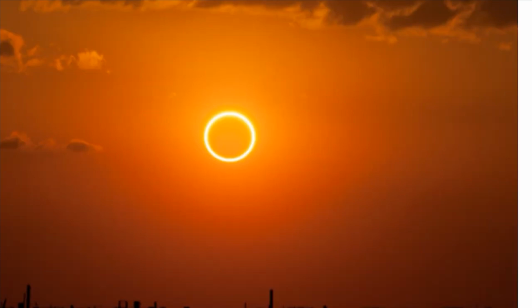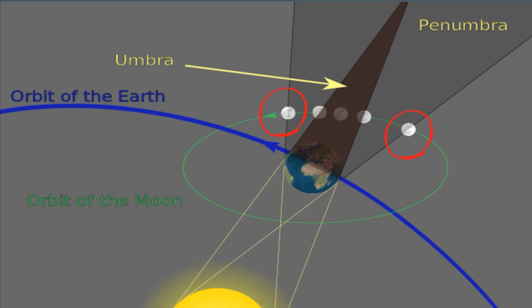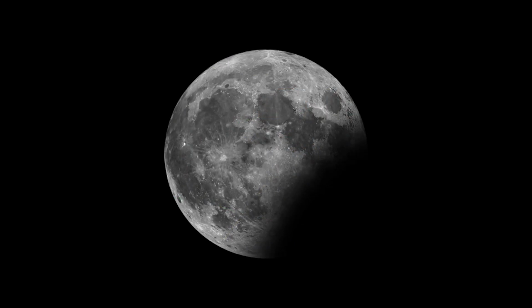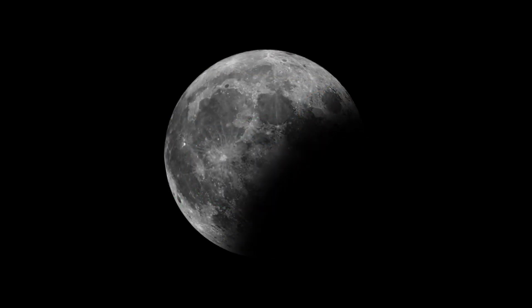And here's what it looks like. There are also different types of lunar eclipses. A penumbral lunar eclipse is when the moon passes through the earth's penumbral shadow. A partial lunar eclipse is when a portion of the moon passes through the earth's umbral shadow. And here's what this looks like. And then finally, you have a total lunar eclipse, where the entire moon passes through the earth's umbral shadow.